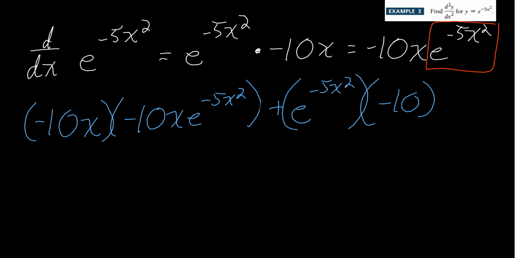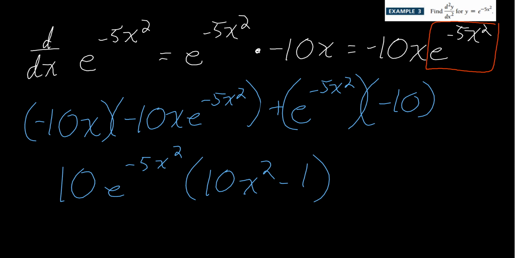All right, if we clean all this up, it looks like we can factor out a 10e to the negative 5x squared, and then what remains is 10x squared minus 1. So all we did was find the second derivative of this function by taking the first derivative and then taking the derivative of that derivative. It's an exercise we've done before, but this time we have exponential functions.